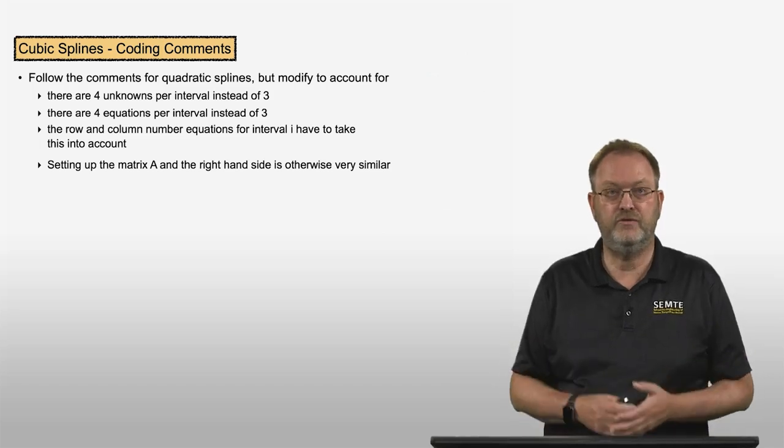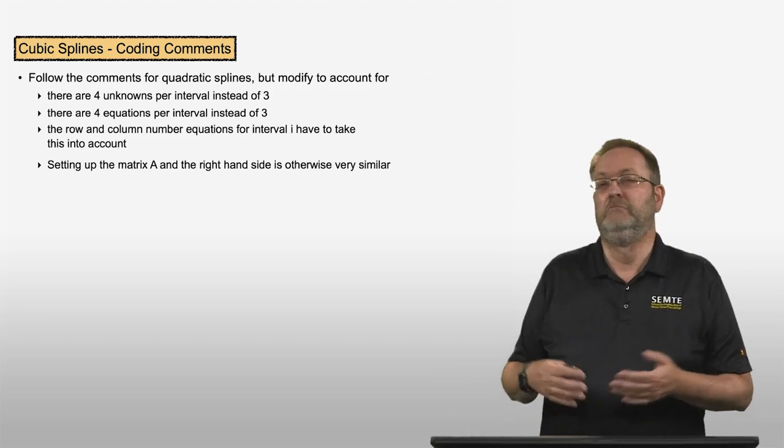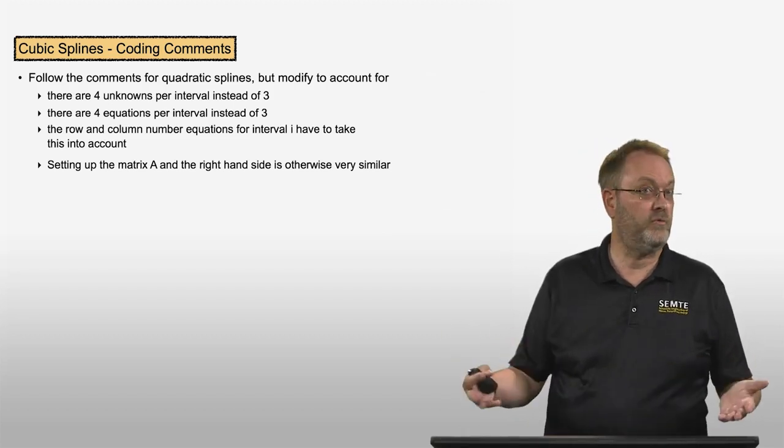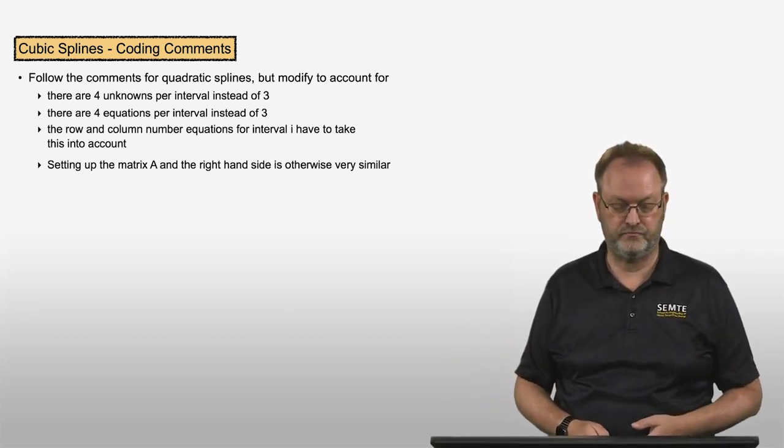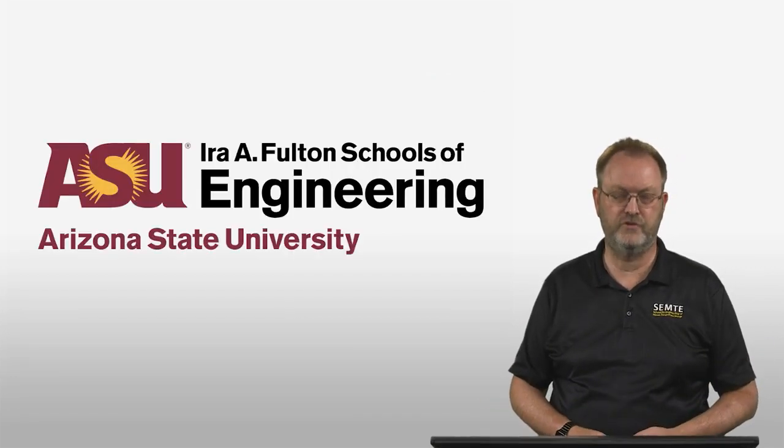But once you've taken that into account, then you set up the matrix A and the right-hand side vector very similar to what we did for quadratic splines. It's just a larger system that we then solve again using our Gauss-Jordan technique.